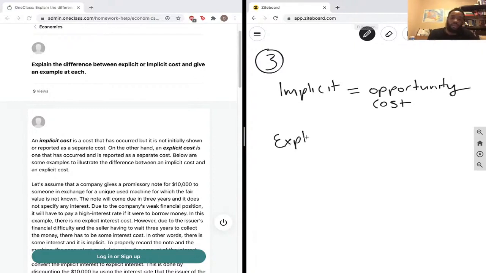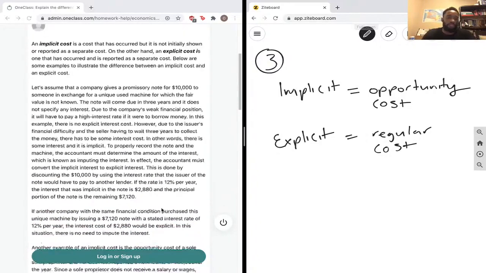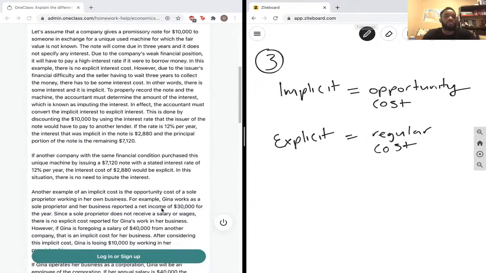And explicit costs are just your regular costs, so fixed costs, variable costs, all of that. Regular costs that are just reported on a statement, like he said here, and they can also be called accounting costs. Now let's see the example here.